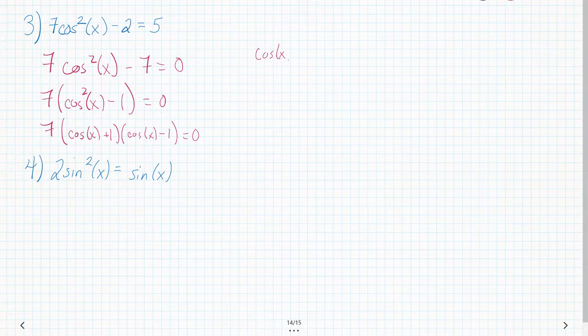So if we go cosine of x plus 1 equals 0, notice you have cosine of x equals negative 1. And there's only one place at first where that actually occurs. And so where would that be? Well, cosine of x equals negative 1 when x equals pi, but also plus 2 pi k, where k is an integer.